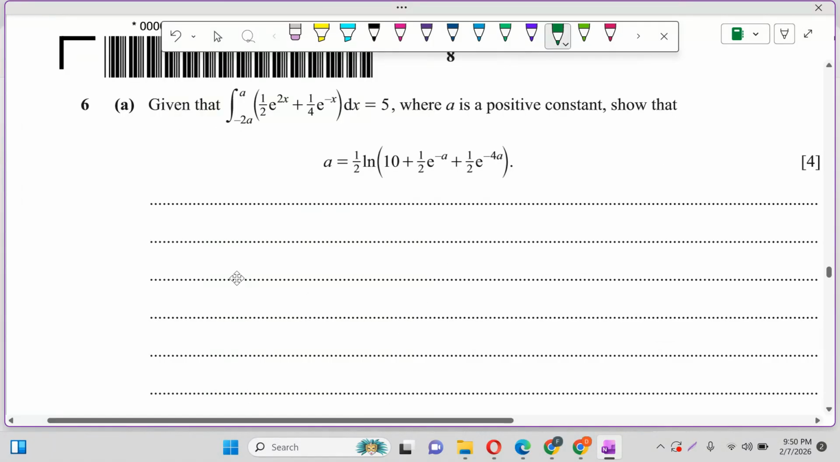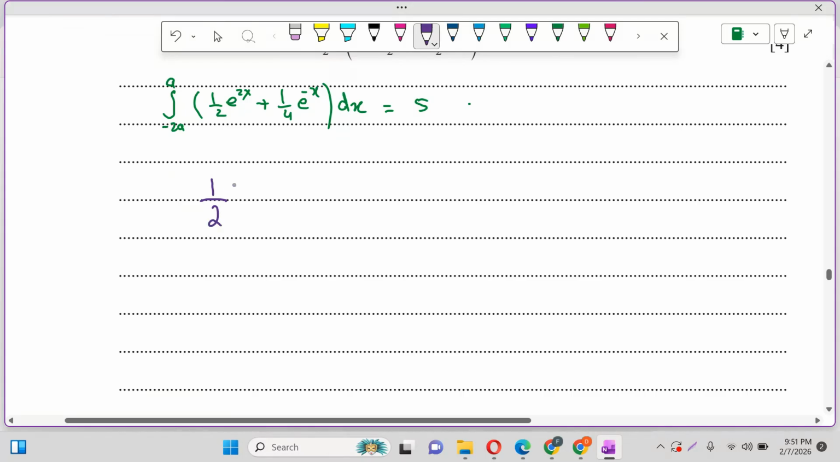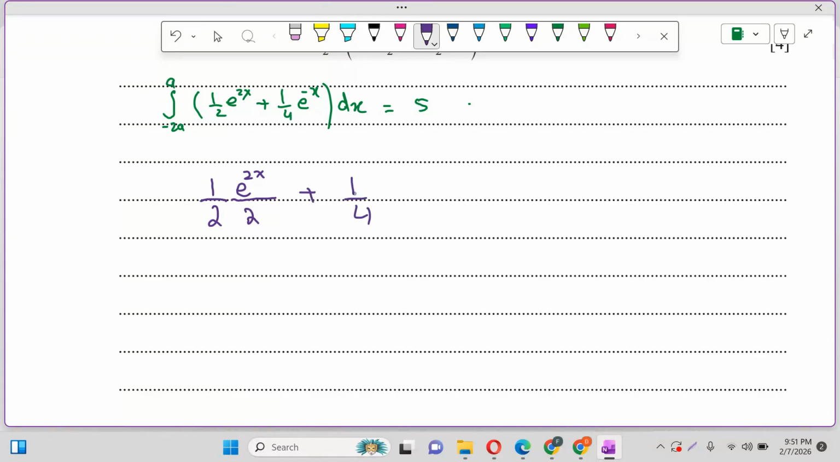Okay, we need to solve the given integration, which is from negative 2a to a, of half exponential of 2x plus 1 over 4 exponential of negative x with respect to dx, equal to 5. First we integrate: half, integration of exponential of 2x is exponential of 2x divided by 2, plus 1 over 4, and integration of exponential of negative x is exponential of negative x divided by negative 1, with limit from negative 2a to a, and this is equal to 5.